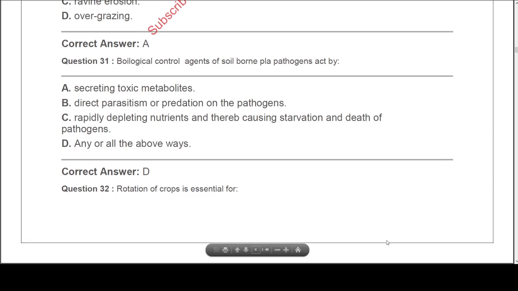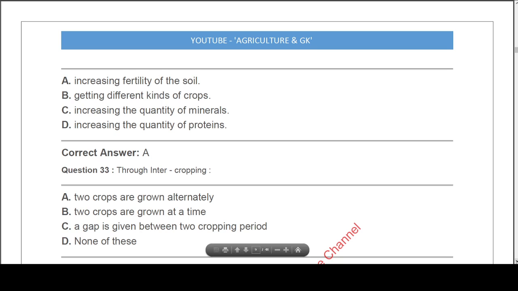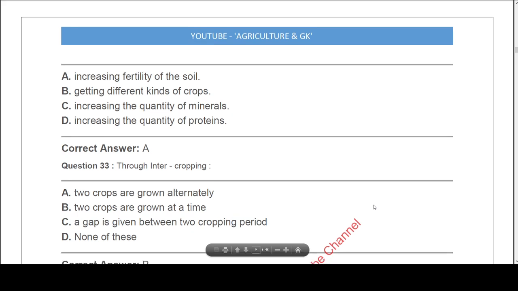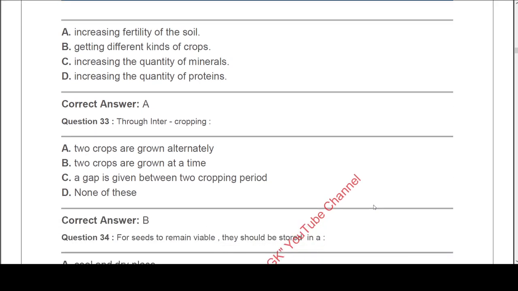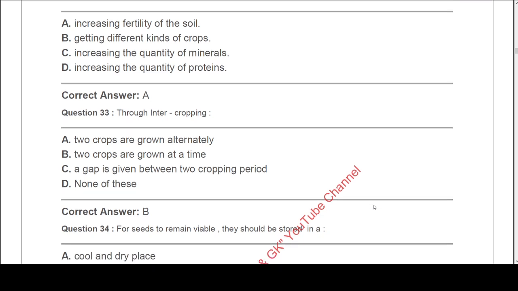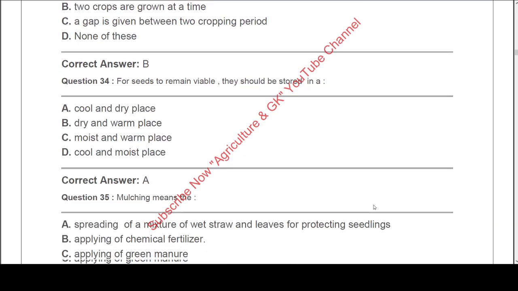Rotation of crop is essential for increasing the fertility of the soil. Through intercropping, 2 crops are grown at a time. Option B. For seeds to remain viable, they should be stored in a cool and dry place or else they will be spoiled.